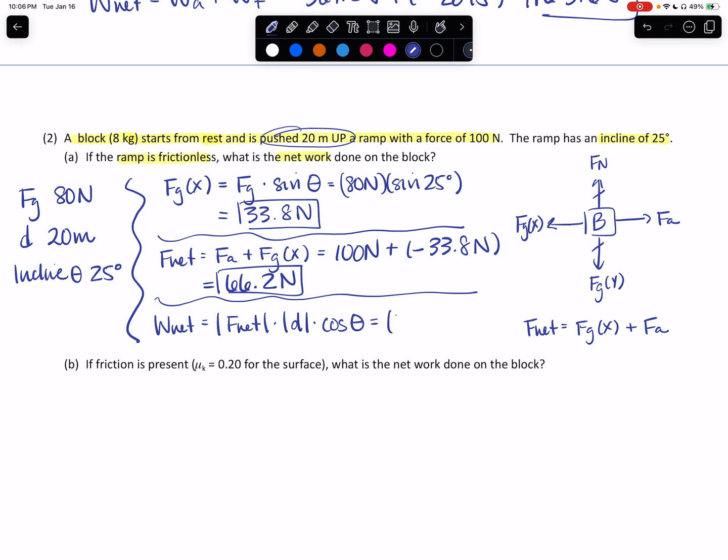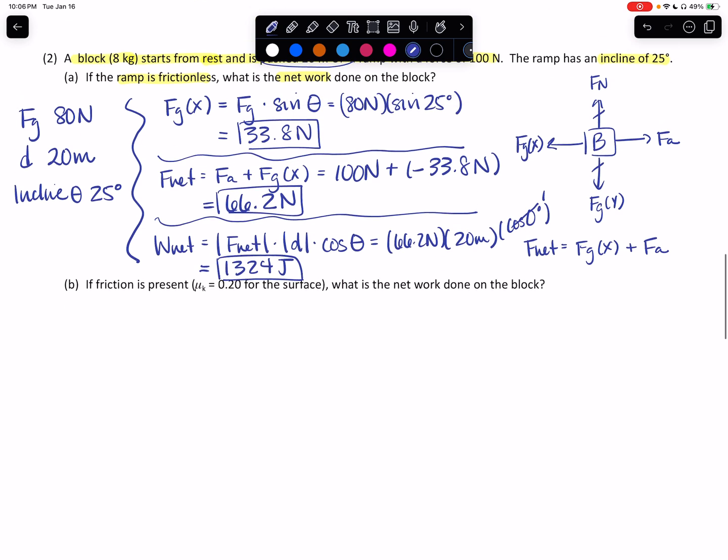So we plug in 66.2 newtons times 20 meters, I'm running out of space, times the cosine of 0 degrees, that's a 1. And I find that the net work being done here is 1,324 joules. Okay?